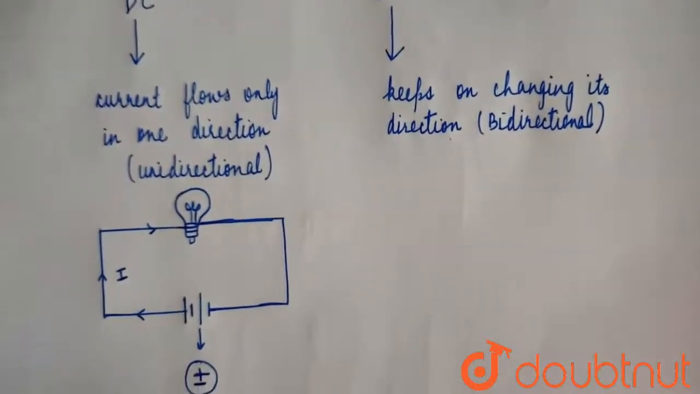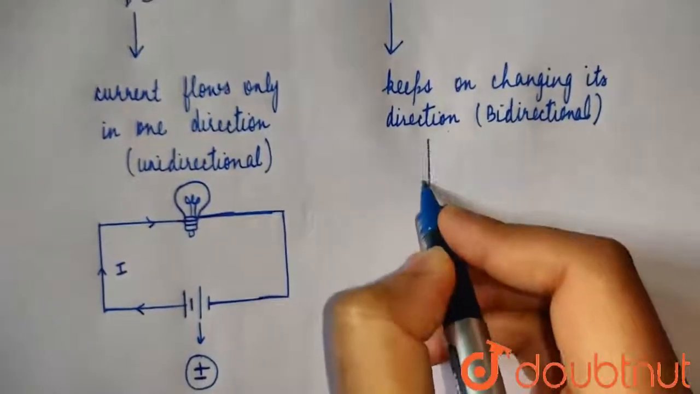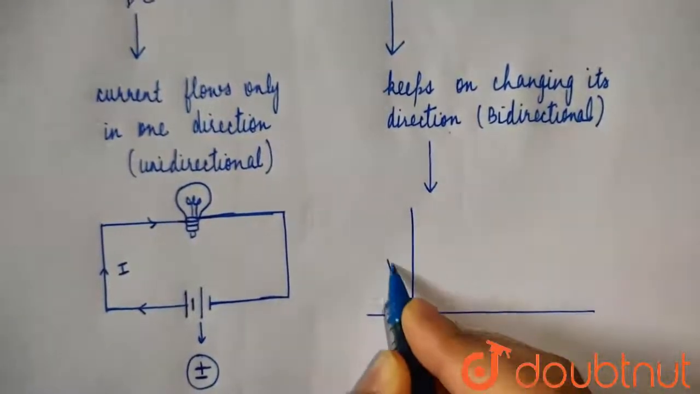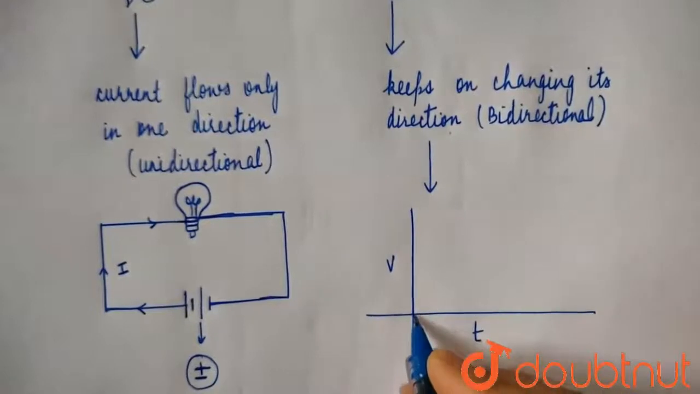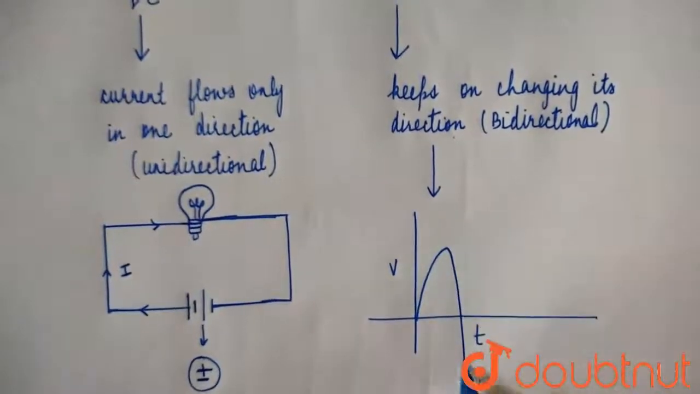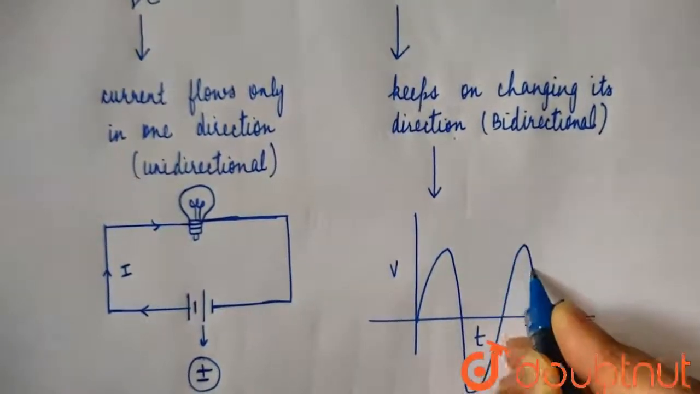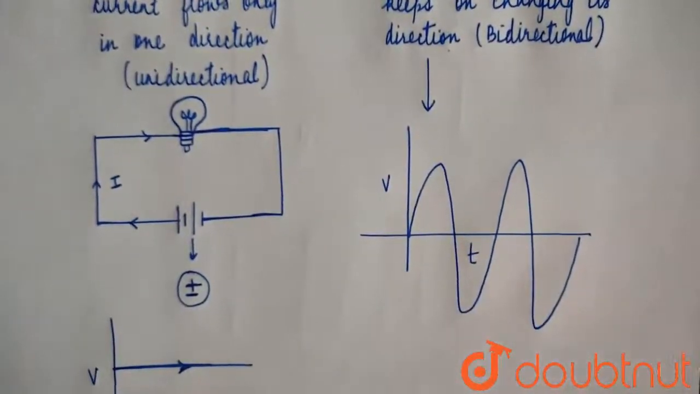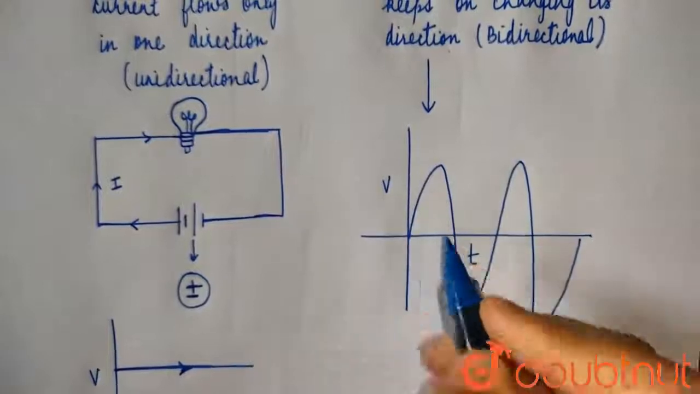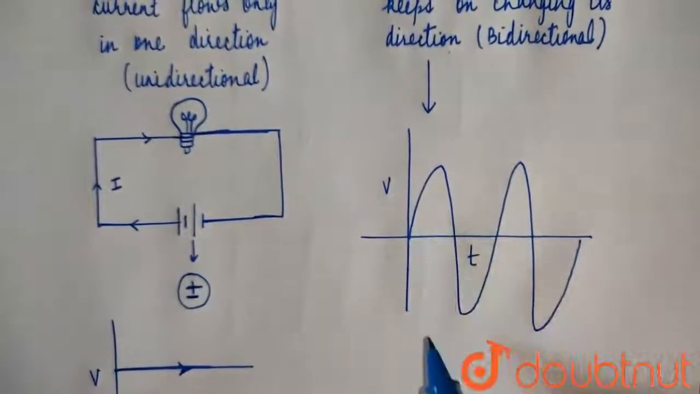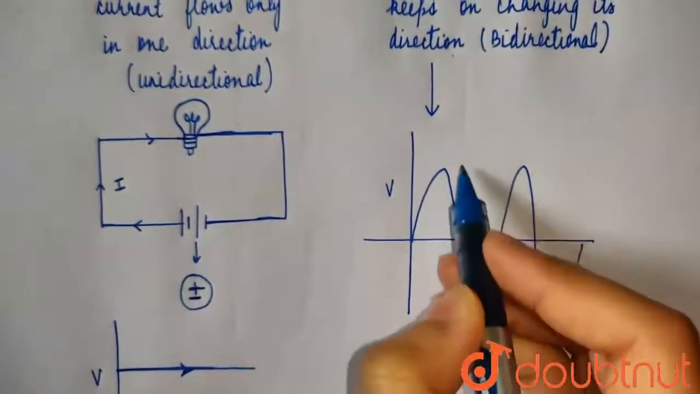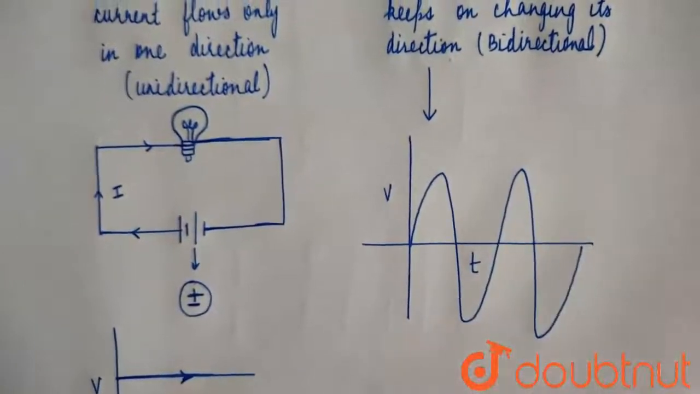It switches. So if we plot a graph between voltage and time, now we'll get something like this. It changes back and forth, back and forth, back and forth. Like this. So first it's in the positive half, then it comes in the negative, then positive, then negative. It continuously fluctuates.